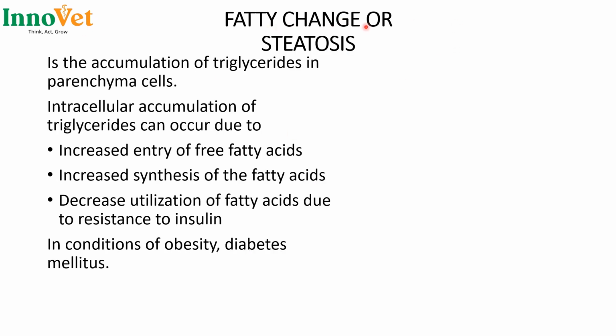Then we also have fatty change or steatosis. Sometimes it's called fatty degeneration. And this is basically the accumulation of triglycerides in parenchyma cells. Then this accumulation of triglycerides will occur due to increased free fatty acids inside the cells, increased synthesis of fatty acids, and decreased utilization of these fatty acids due to a resistance to insulin in conditions of diabetes and obesity.